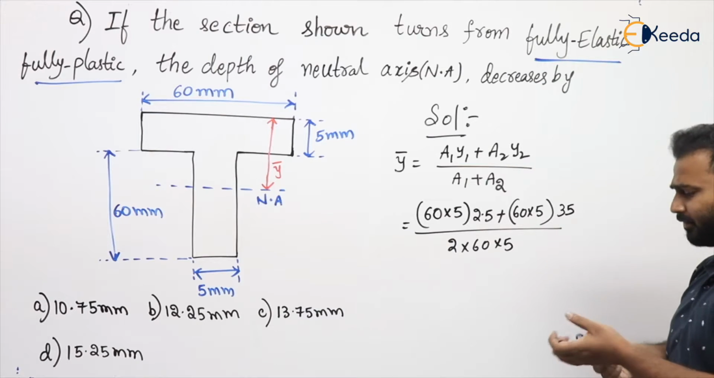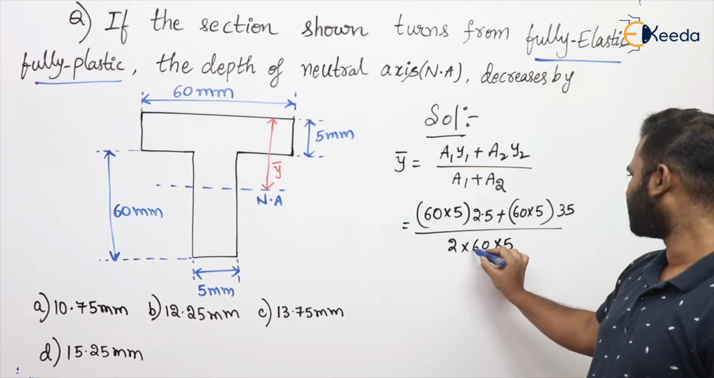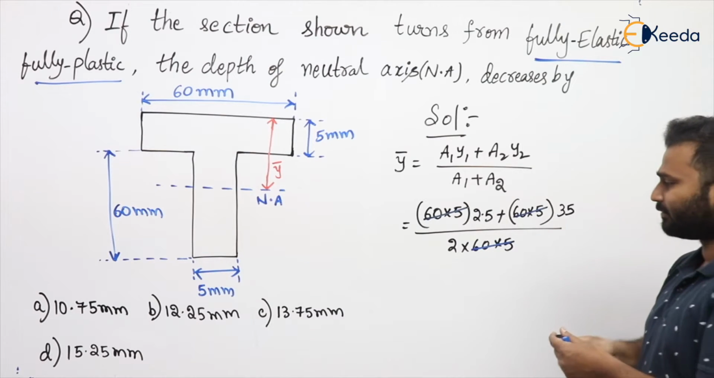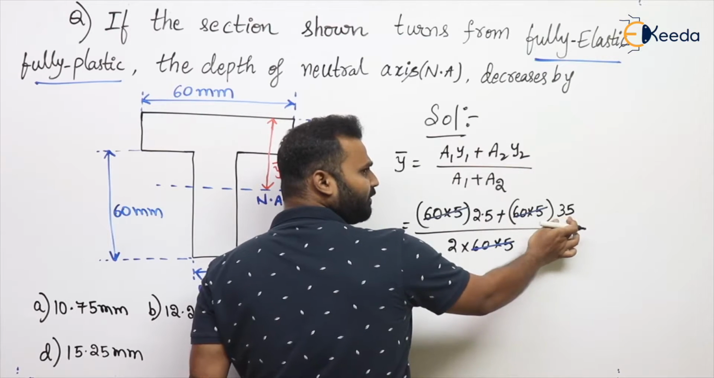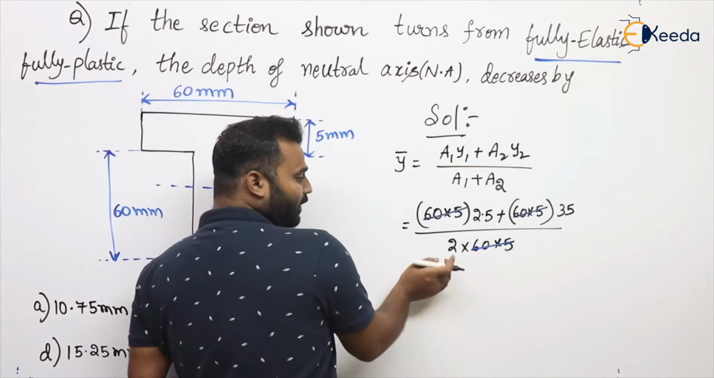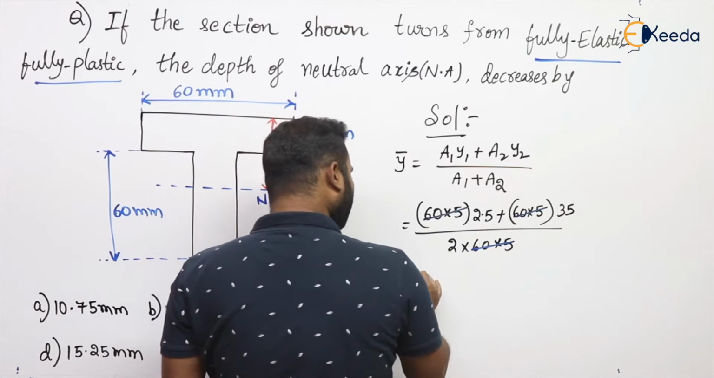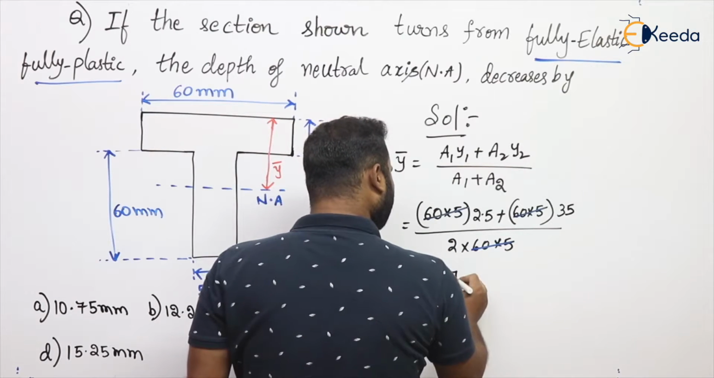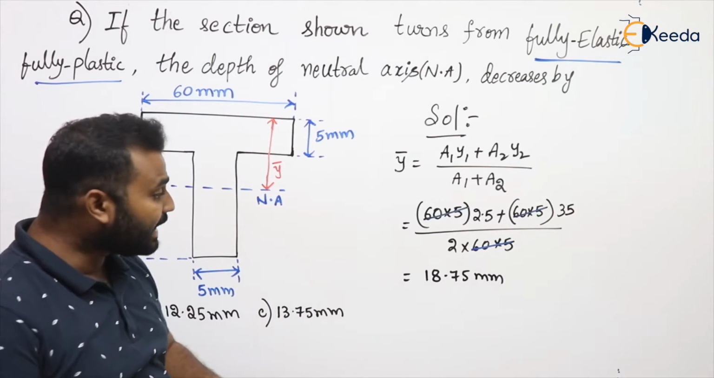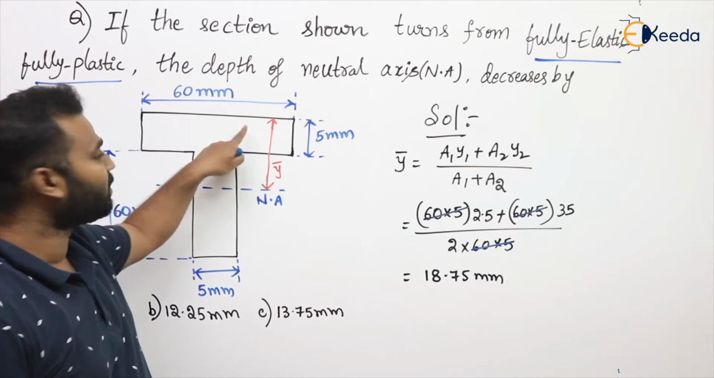Is that okay? Now from this we can simplify the calculation from the given expression. So 60 into 5, 60 into 5, 60 into 5, we can cancel. Now what are the terms we are left with? We are left with 2.5 plus 35, which is 37.5. In the denominator we have 2. So 37.5 by 2 comes out to be 18.75 mm. That's it. It means the elastic neutral axis lies at a distance of 18.75 mm from the top of this cross section, or from the extreme fiber of the given cross section.